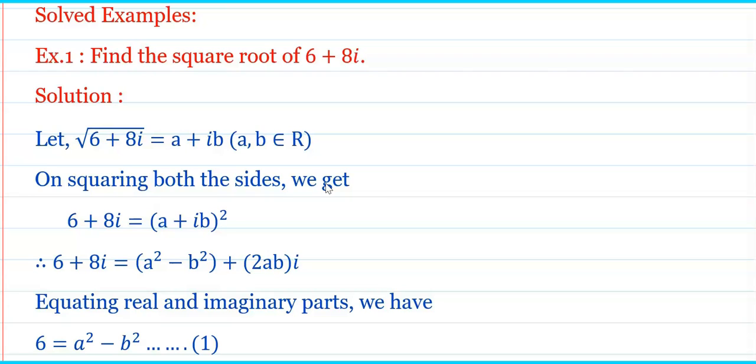Let the root of 6 plus 8i equal a plus ib, where a, b belong to the set of real numbers. Again, squaring on both sides, you will get 6 plus 8i equals (a plus ib) whole square. If we expand, you will get a square plus i square b square, and the middle term is 2abi. But i square b square is minus b square, so in bracket you will get a square minus b square, which is the real part, and 2abi is the imaginary part.